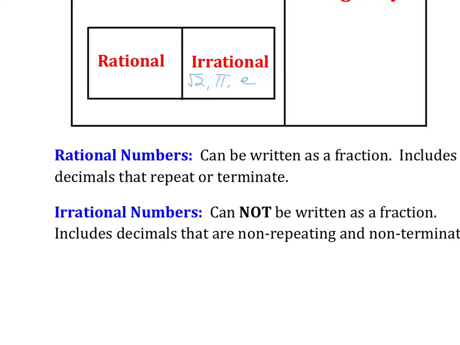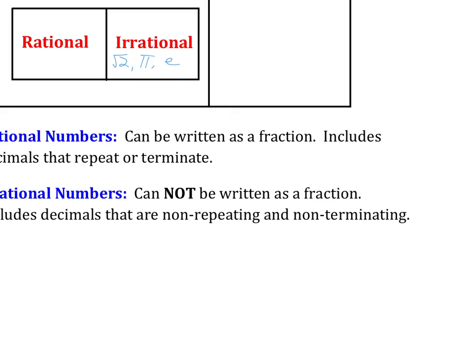One thing that makes irrational numbers irrational is the fact that they cannot be written as a fraction or as a decimal that is non-repeating and non-terminating. So that means it's a decimal that goes on forever and ever with no discernible pattern.